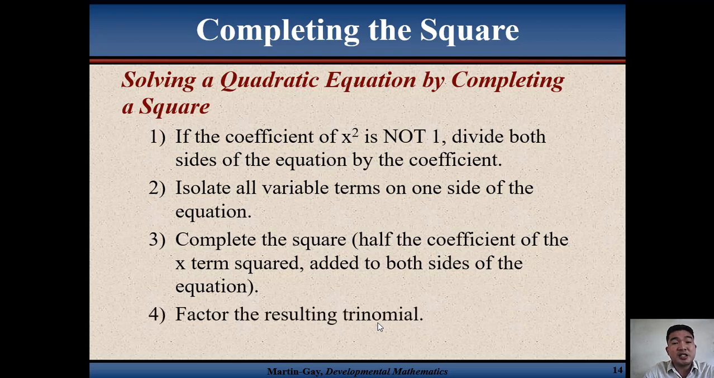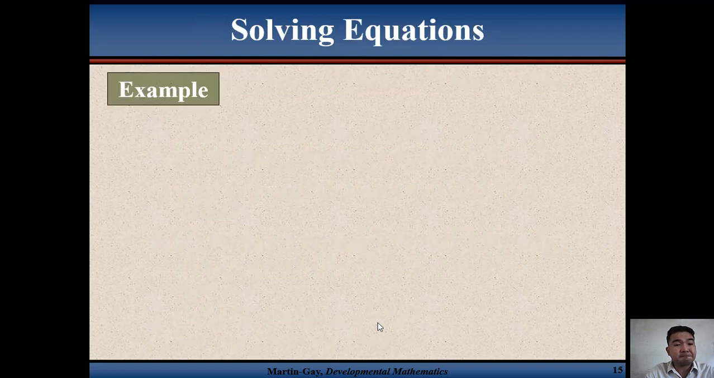And then factor the resulting trinomial, and then use the square root property. We'll be going back to the first way of solving the quadratic equation, which is extracting the square or the square root property. Let us have an example.